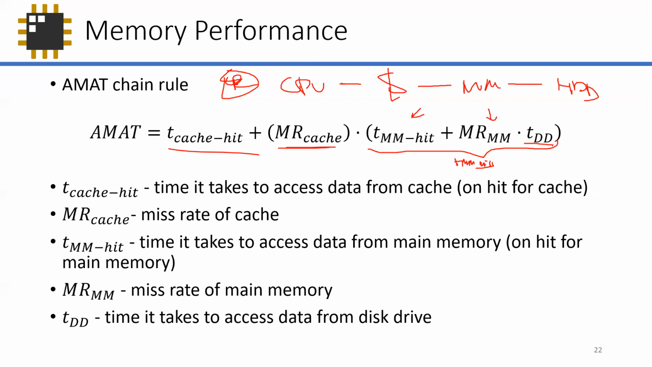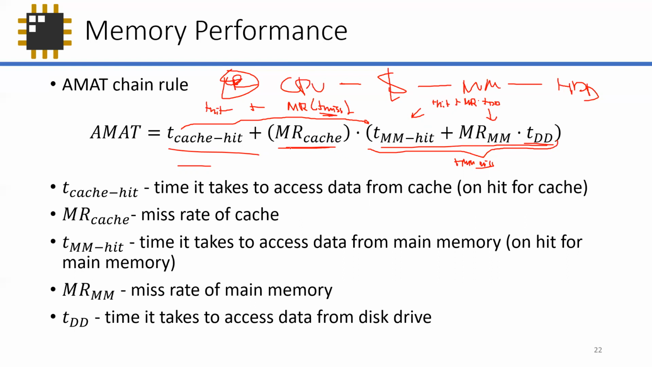You can go back to this lecture later on and replay the video. But this form here is literally T hit plus the miss rate times the T miss, and that's what this entire form looks like, including this parenthesis. This parenthesis is also in the form of a T hit plus the miss rate times the disk drive. So that's simple. You see, it's a literal chain rule, where you're just cascading or chaining these misses.